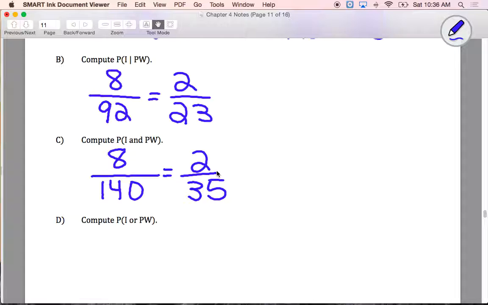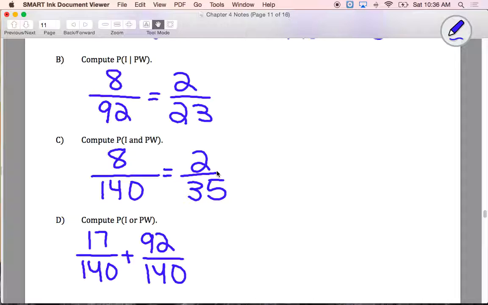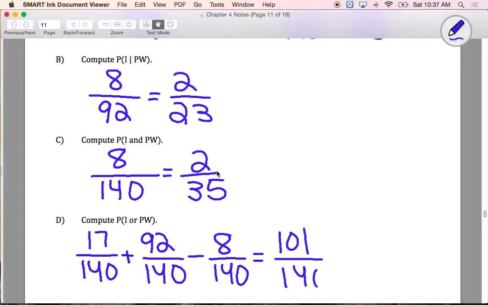Now our OR. For the OR, we add the fractions together. There were 17 out of 140 independents. There were 92 out of 140 production workers. Then we must get rid of the ones that are both independent and a production worker at the same time. If not, you're counting those twice because they fit into both column and row. So we have to get rid of 8 out of 140. When I subtract that, I get 101 out of 140.